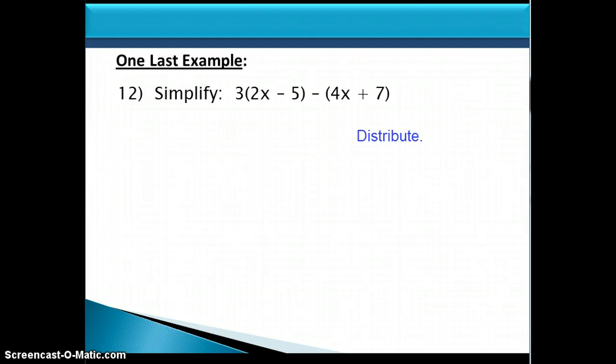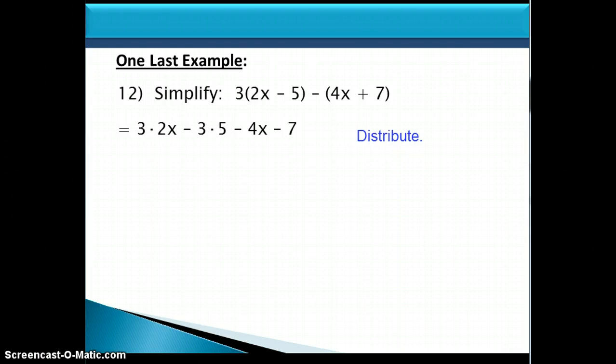Let's look at one last example putting all of this together. Let's simplify this expression. So notice that we have two sets of parentheses here. One set is preceded by the number 3, so we have 3 times 2x minus 5 in parentheses. And then we have a minus sign before the next set of parentheses. So we're going to have to distribute the 3 and distribute that minus sign, which remember you can think of as like distributing a negative 1.